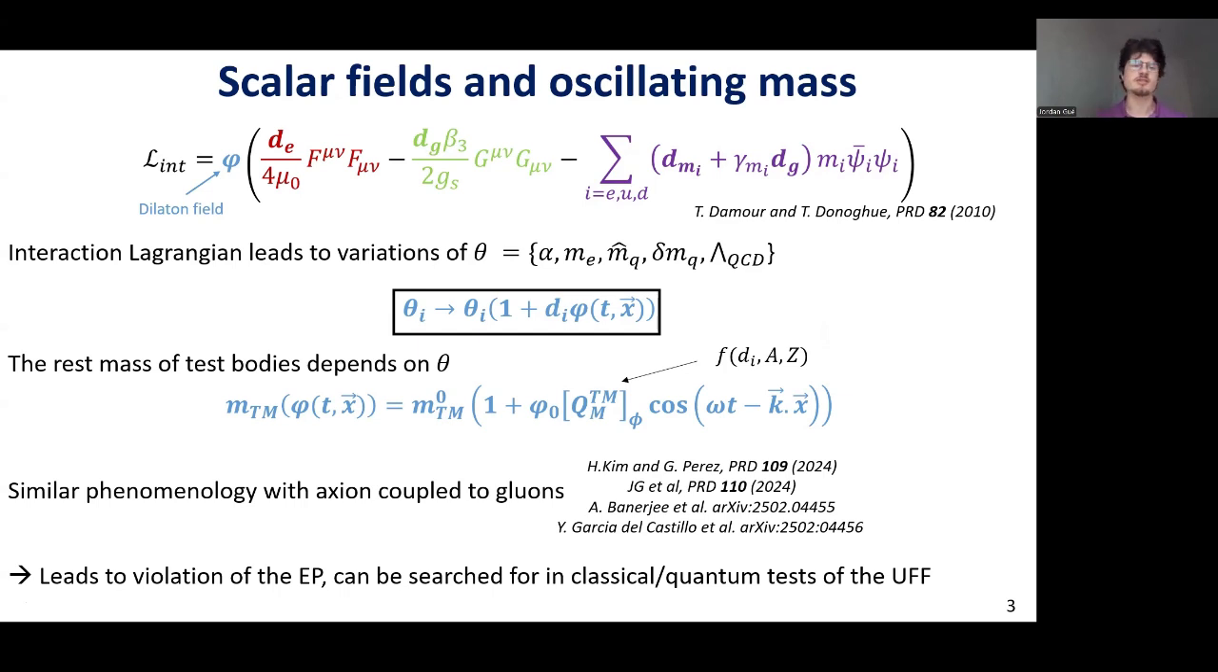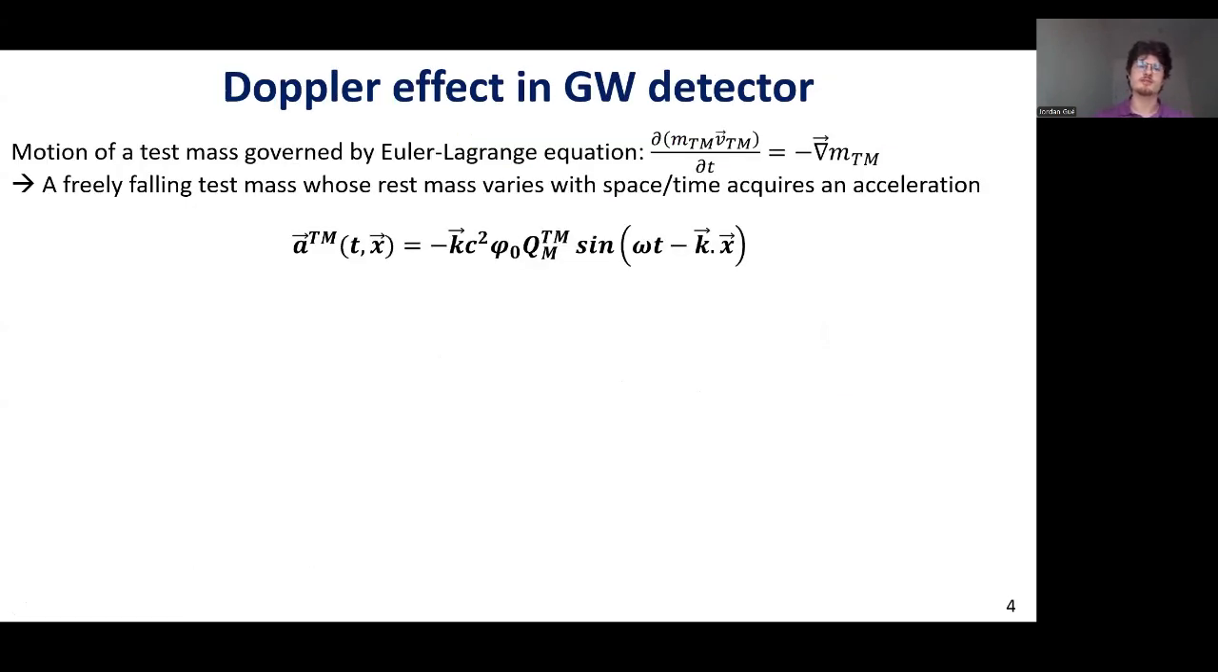And so it can be searched in classical and quantum tests of the universality of free fall. And in fact, as I will show you in more detail in the second part, a similar phenomenology arises with axions that are coupled to gluons. So basically, you have your rest mass, whose motion is governed by the Lagrange equation. As long as you have a mass which depends on either space or time, your test mass will acquire an acceleration, which in our case looks like this. And you see that it's proportional to this Q parameter.